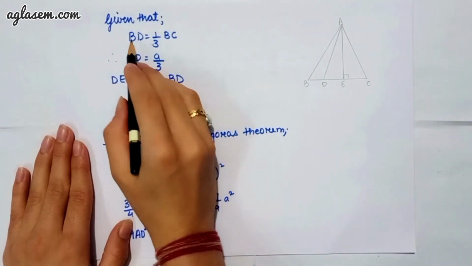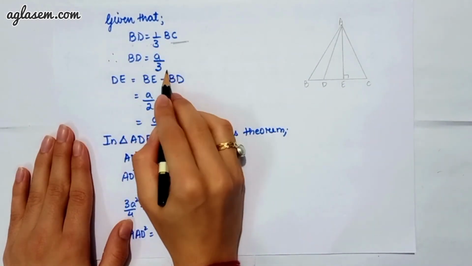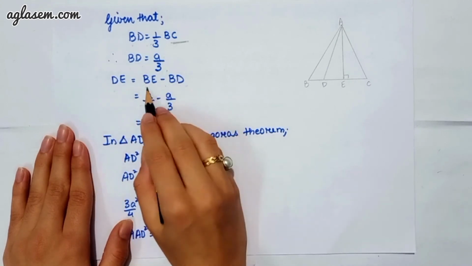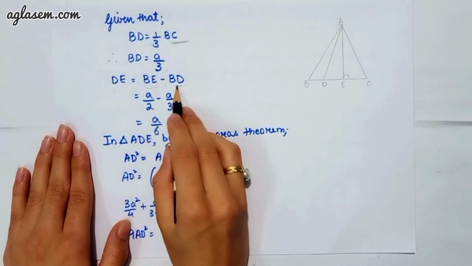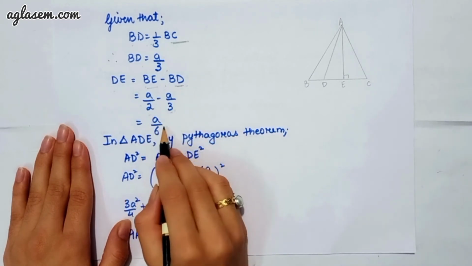Further solving it, we have BD is equal to 1/3 of BC and BD is equal to A upon 3. So DE is equal to BE minus BD. So BE we have A upon 2 and BD we have A upon 3. Solving this, we will get DE as A upon 6.